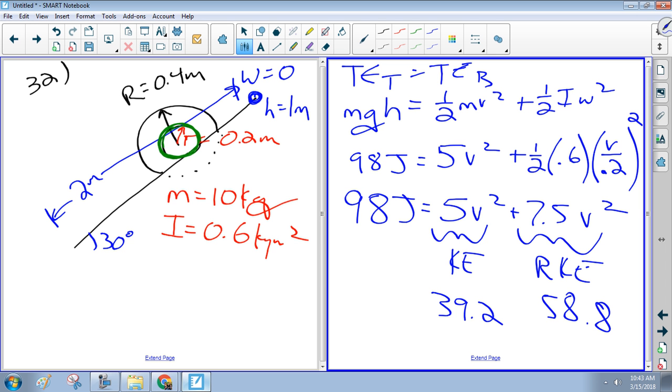Joules. J for joules. What's energy? Solve for V and plug it back in. All right, are we good with this, you guys?